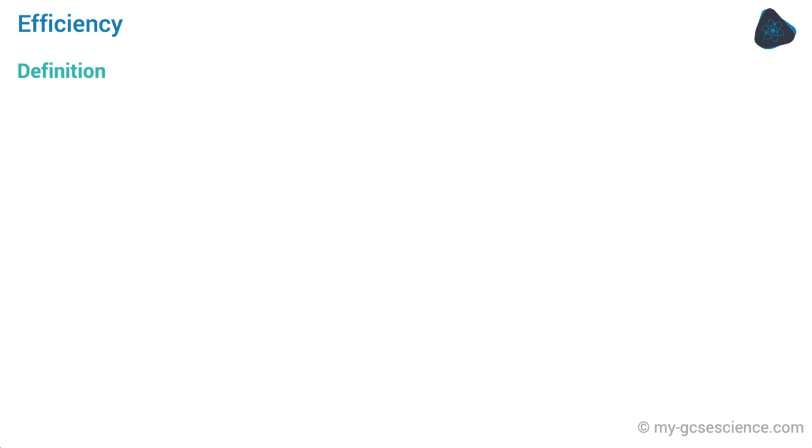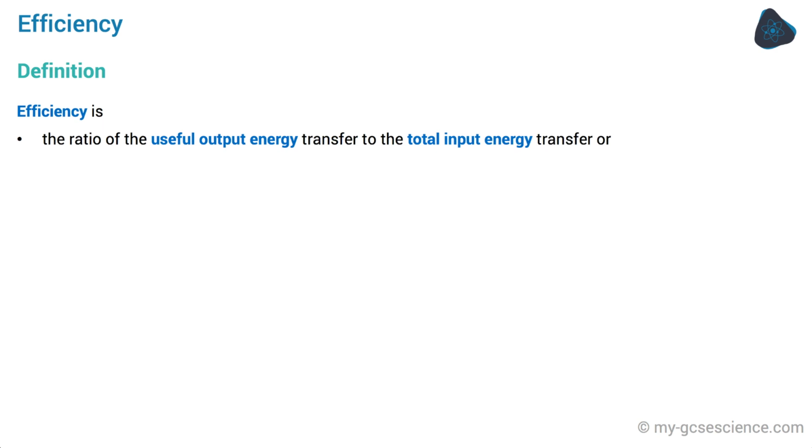Efficiency is a word that's used a lot in everyday language, but in physics, as you might have guessed, it has a very specific meaning. The efficiency of a system or process is the ratio of the useful output energy transfer to the total input energy transfer, or the ratio of the useful power output to the total power input.